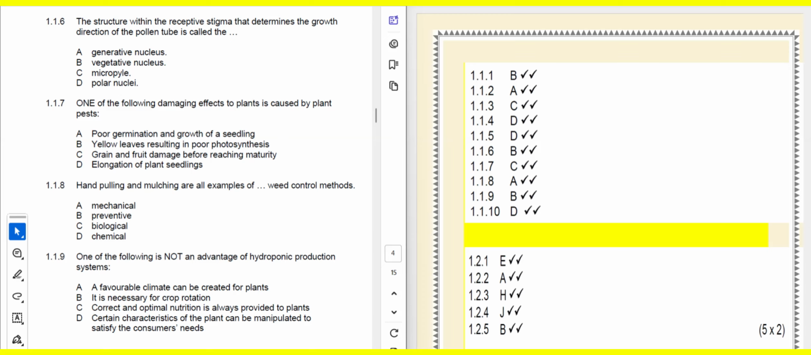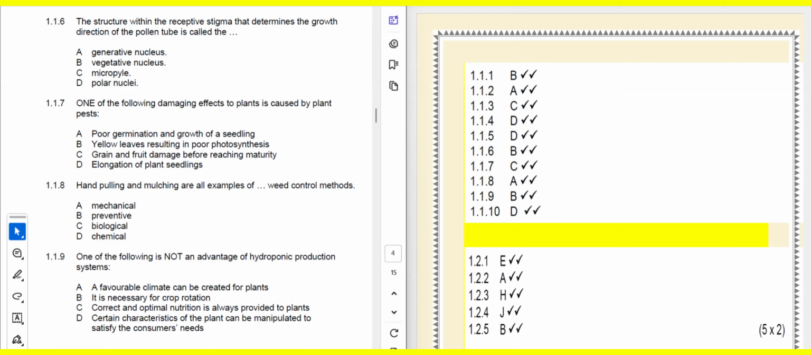1.1.8. Hand pulling and mulching are all examples of weed control methods. A. Mechanical. B. Preventive. C. Biological. D. Chemical. Letter A. This refers to mechanical.